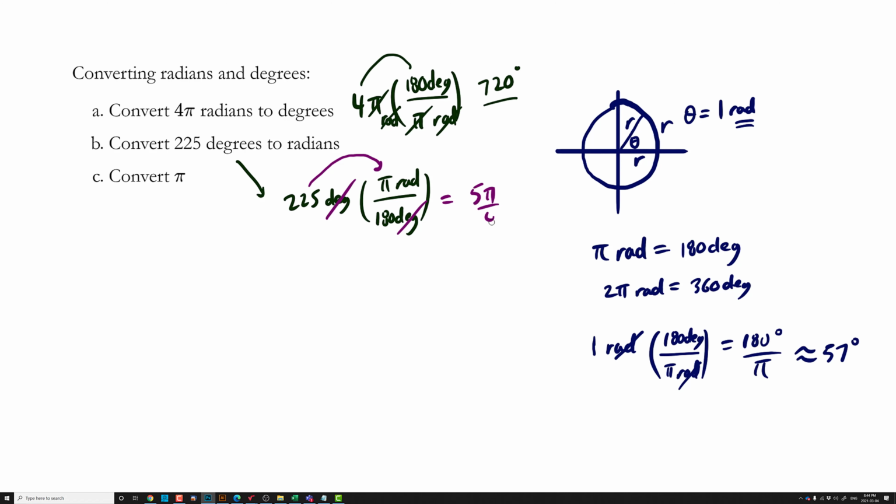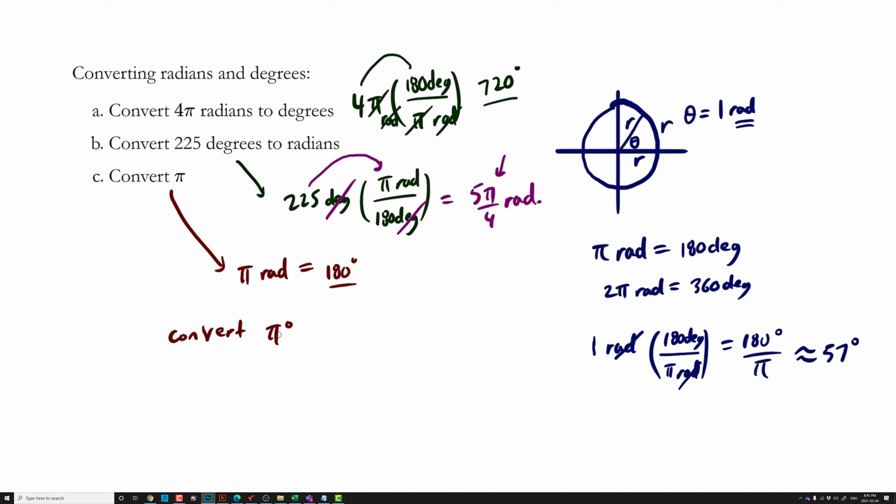Now finally, let's convert pi. There's no unit, so we should assume that this is radians. You have to be careful because we know that pi radians is equal to 180 degrees, and this would be the standard answer. However, if the question was convert pi degrees, this would be a totally different question. We're not talking about radians, we're talking about 3.14 degrees, which would be a very small angle. So this is a little bit of a trick question.